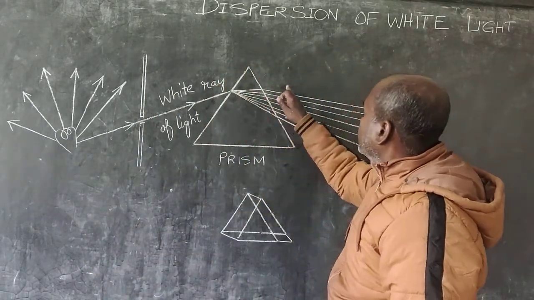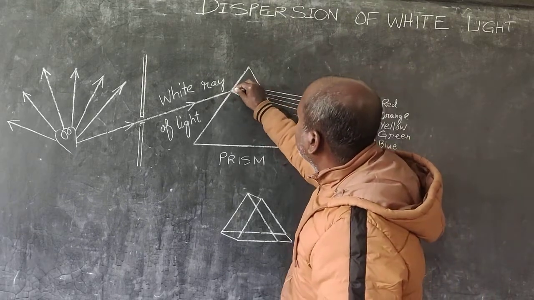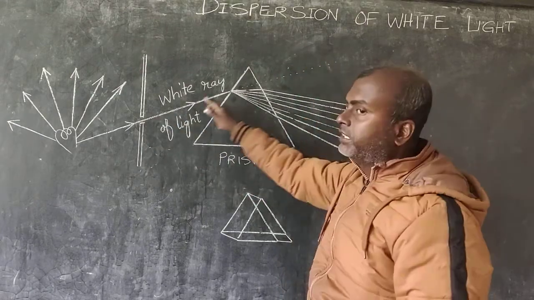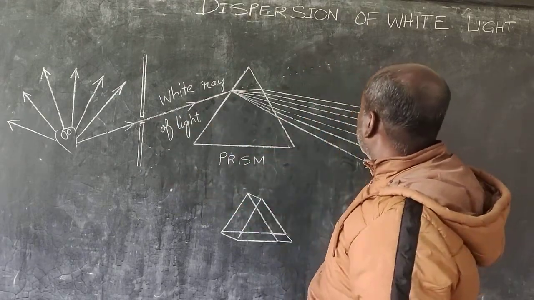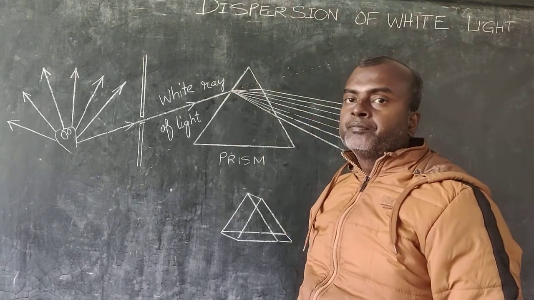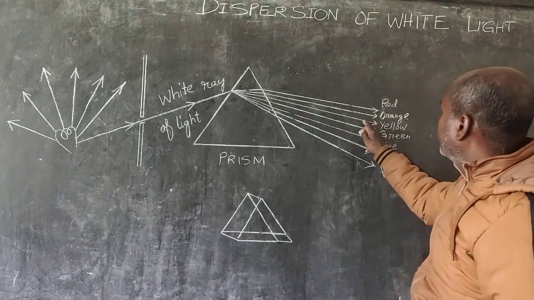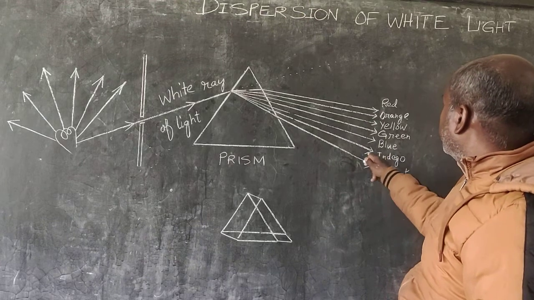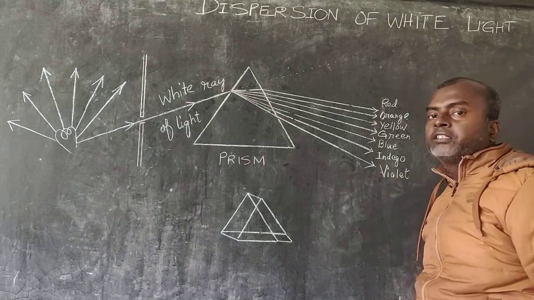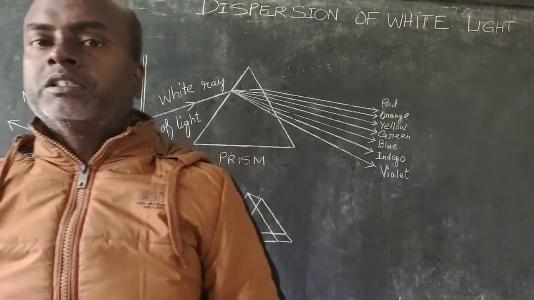So here red, having the highest velocity, tries to retain its direction. The initial direction of the incident ray is this. But still, red color will bend a little because of this dispersing medium. Other colors are also bending. Orange is bending more than red. Yellow is bending more than orange. Like that, violet is bending more than any other 6 colors, because violet color's velocity is the least.